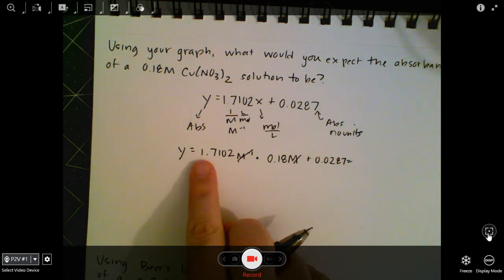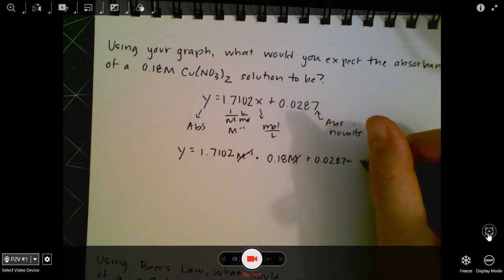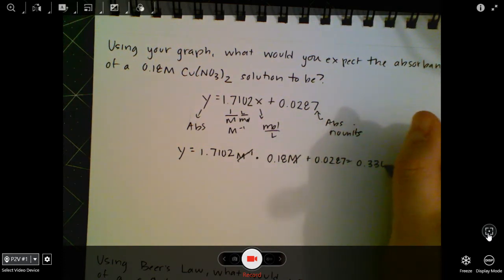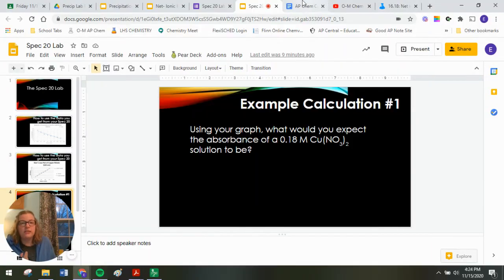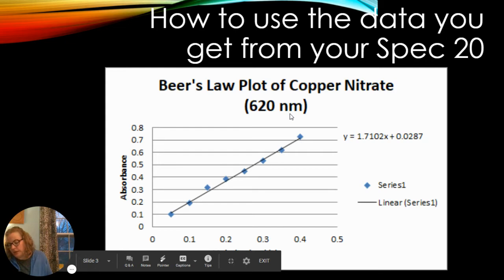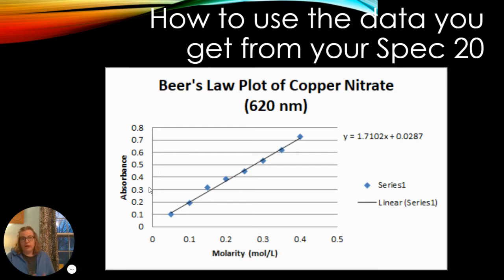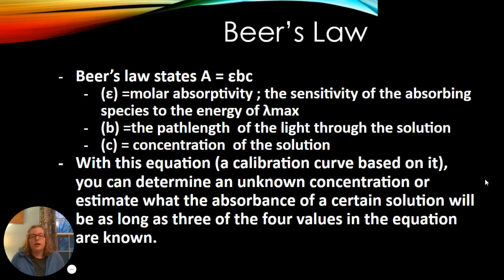When I put this into my calculator, I'm going to multiply these first and then add this, and I should get an absorbance value of 0.336. Now, it's always good to go back and check and see if this makes sense for our graph value. So let's go back and check it out. If you look here, if we had a value of about 0.18 and we go up and look for the intersection of that line, we aren't quite to the 0.35 value. So, hey, that makes sense. Congrats.